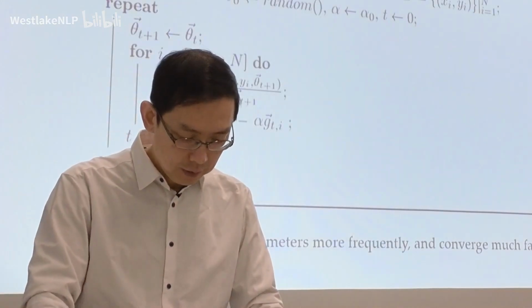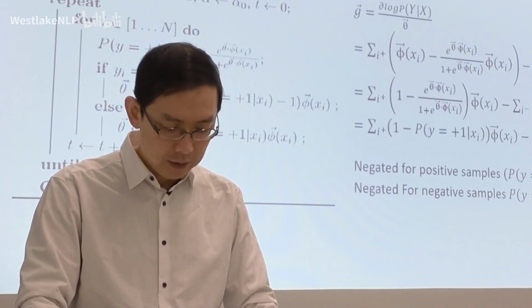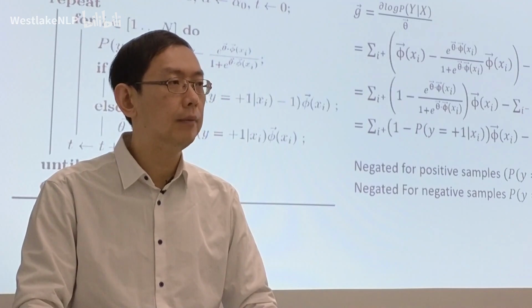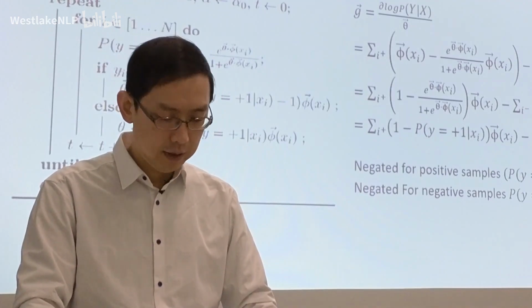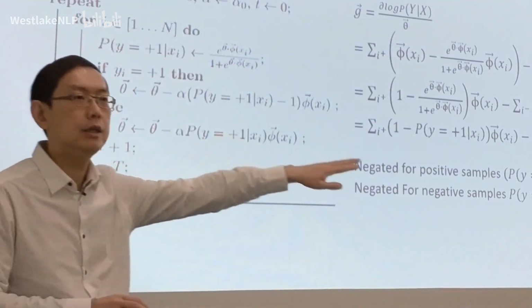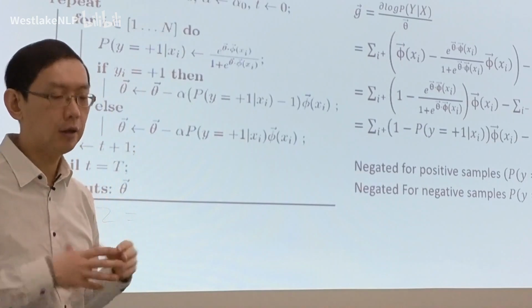Alright, so pseudocode is shown here. This is the stochastic gradient descent algorithm for the binary log linear model. On the left hand side, you see the pseudocode. On the right hand side, you see the equations that I just gave you on the whiteboard. They correspond to each other.